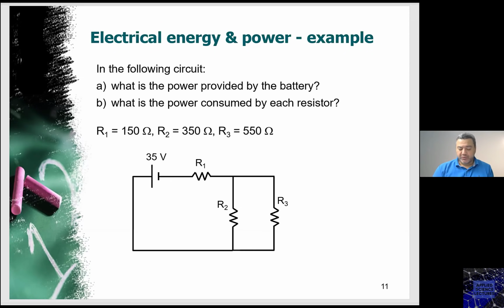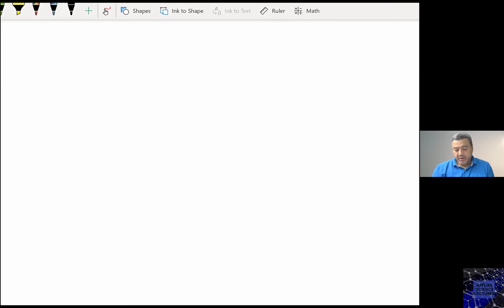In order for me to calculate the power provided by the battery, I need to calculate the equivalent resistor. For example, I can calculate the equivalent resistor, and then from that, I can use Ohm's law, calculate the total current, and then I can find the power provided by the battery. So let's do this. Let me redraw the circuit again here.